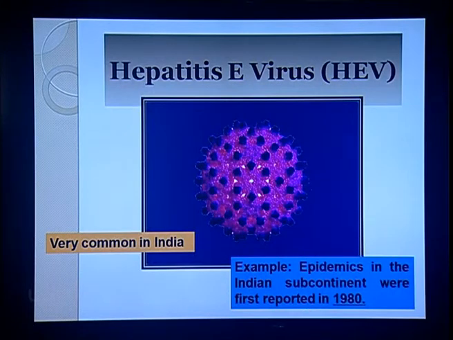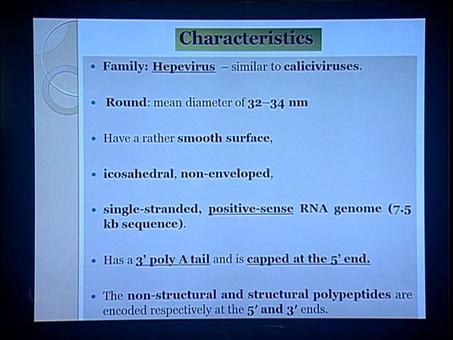Coming to the last virus in our discussion, that is hepatitis E virus. As you can see, this virus is very common in our own country, that is India. And the first example of hepatitis E outbreak was reported as early as 1980. Now, it belongs to the family of Hepeviruses, which is very similar to calicivirus. Regarding the genomic part, it contains single-stranded positive sense RNA genome.